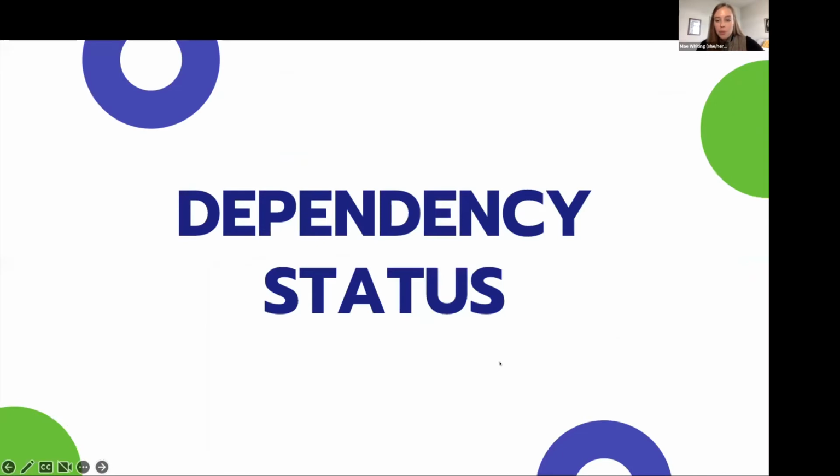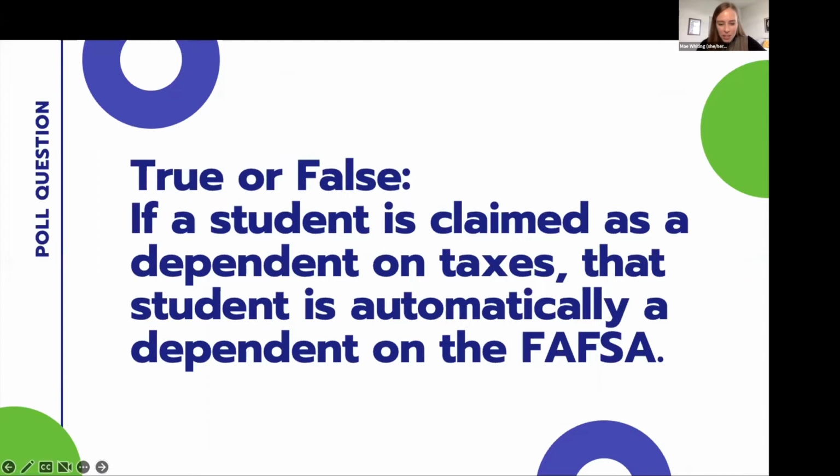Moving on to dependency status, where we'll spend quite a lot of time. I want to do a quick poll question just to gauge everyone's understanding. So I've launched that now. So the question: if a student is claimed as a dependent on taxes, that student is automatically a dependent on the FAFSA. True or false?